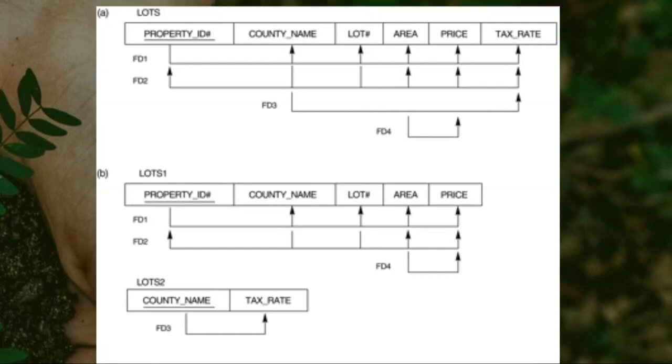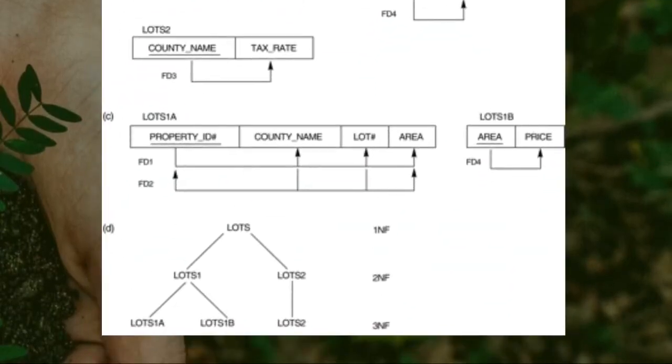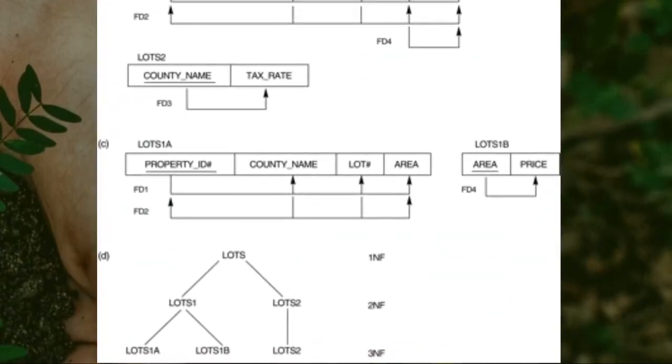Okay, so the first relation will have the property ID, country name, lot number, area, and the price. The missing attribute is the tax rate, because we have decomposed the initial relation into two. The second one will contain country name and the tax rate. Now it's in 2NF.